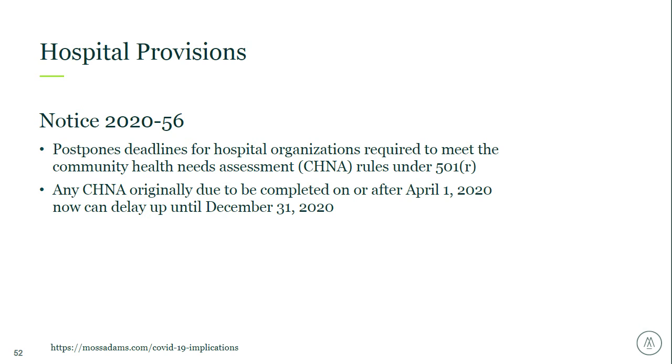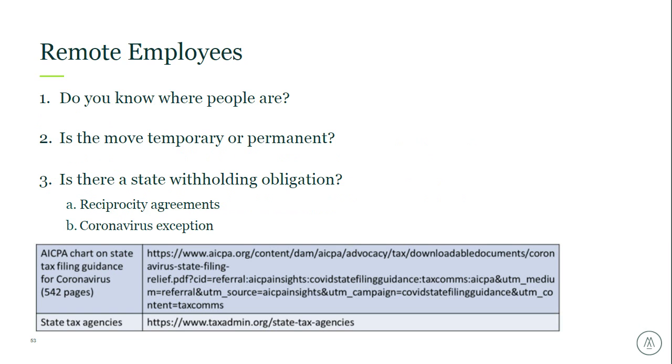And lastly, something to remember is we're all probably dealing with remote employees who we're not quite sure where they are. You want to make sure you know where your people are because this can have an effect on state withholding obligations for payroll taxes. So really take a good inquiry of your employees, ask them where they are, was the move temporary or permanent, and make sure that you have met your state withholding obligations. We have provided resources here via the AICPA and state tax agencies, so feel free to reference those.